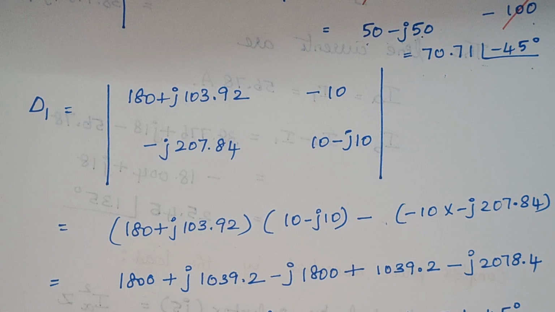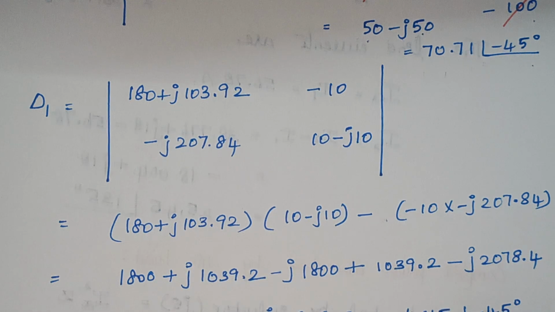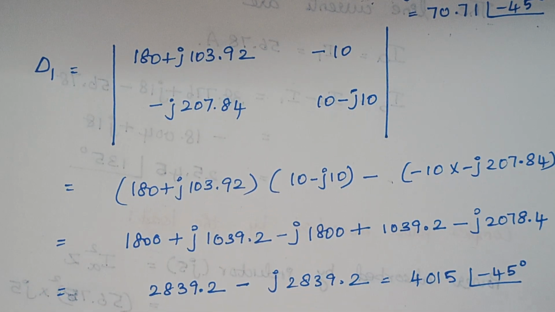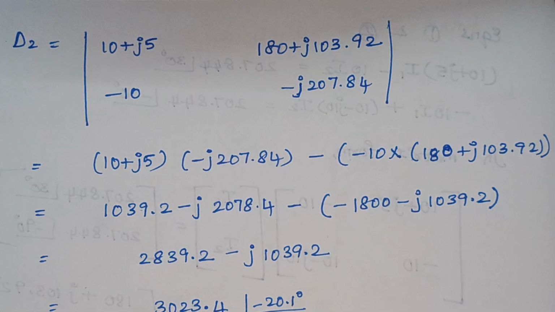And once you combine the real terms, you see here 1800 and 1039.2. These two are the real terms. So when you combine here, we are getting 2839.2. And when you combine the imaginary terms, here we are getting this value, right? Again, this is in rectangular form. Now we are converting this rectangular form to polar form here. So this is your del 1.